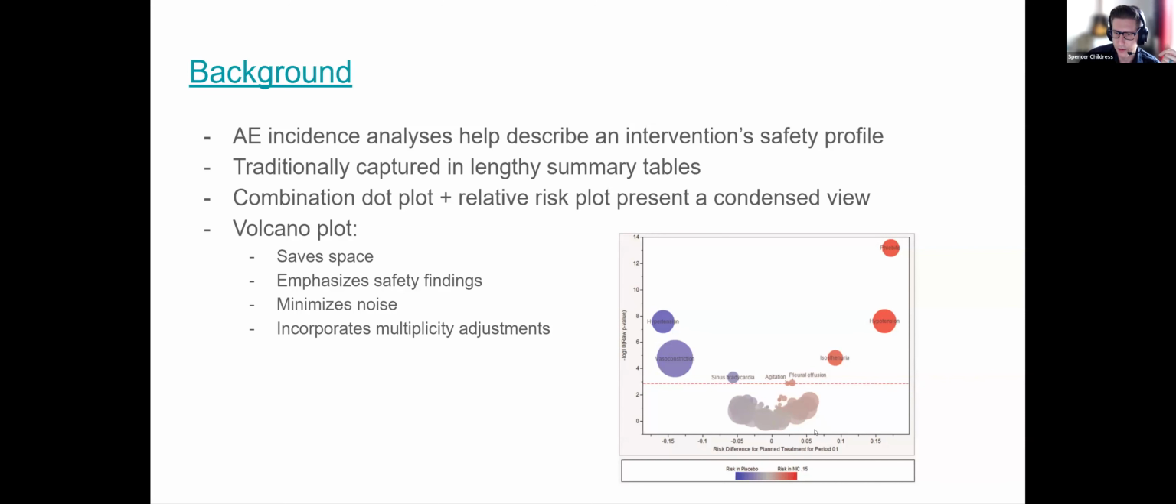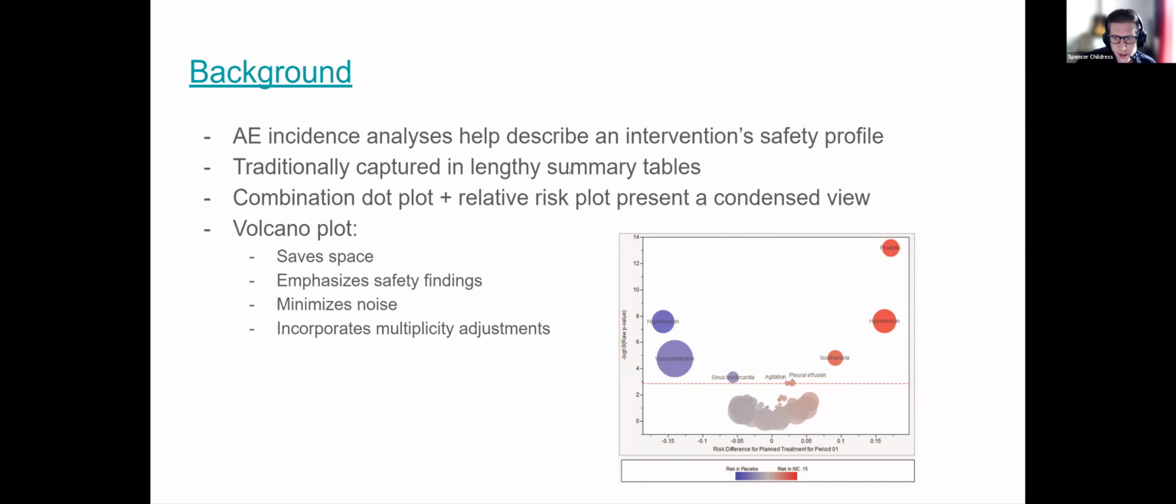So all of the adverse events that kind of aren't significant are kind of overplotted down here at the bottom, and you can just kind of ignore them. And then you can also incorporate multiplicity adjustments, which is probably appropriate for a more rigorous statistical approach here. But yeah, it's a great plot and very concise.